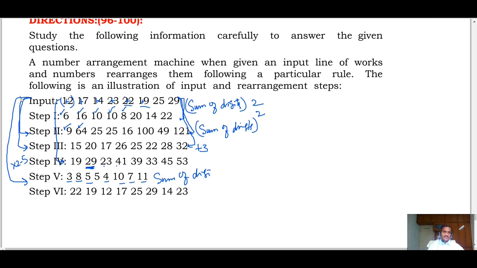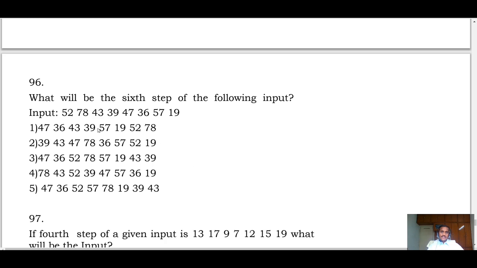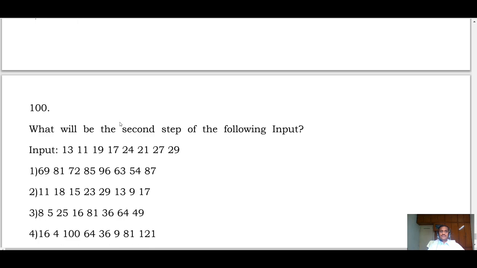And finally, input to step 6. The same numbers were here, but they were arranged in different positions, 20 to 19. That means the 5th and the 6th numbers were written first, followed by the first and the second numbers, 12 and 7. Next one, 7 and 8 numbers. Next 14 and 23. In the same order you need to arrange this one. Clear now? Now this is about question numbers 96 to 100, and all these questions you have to work out in the same pattern. I hope you people have followed this.